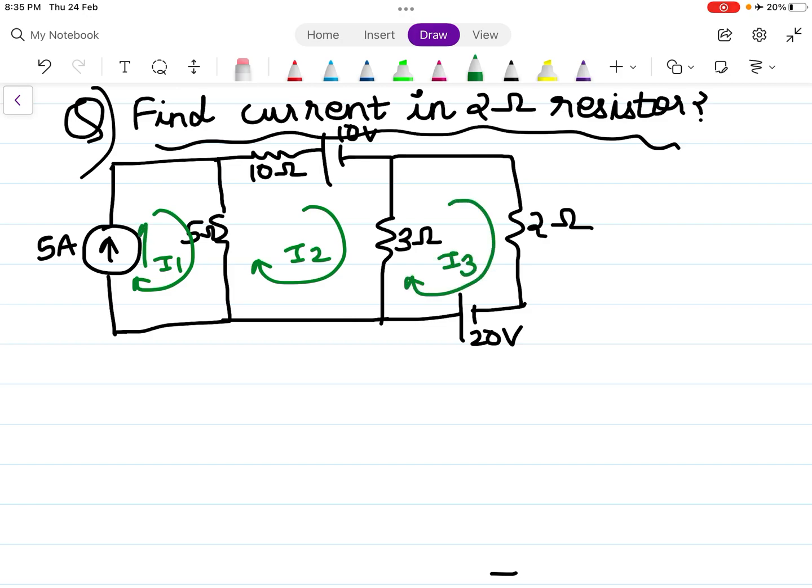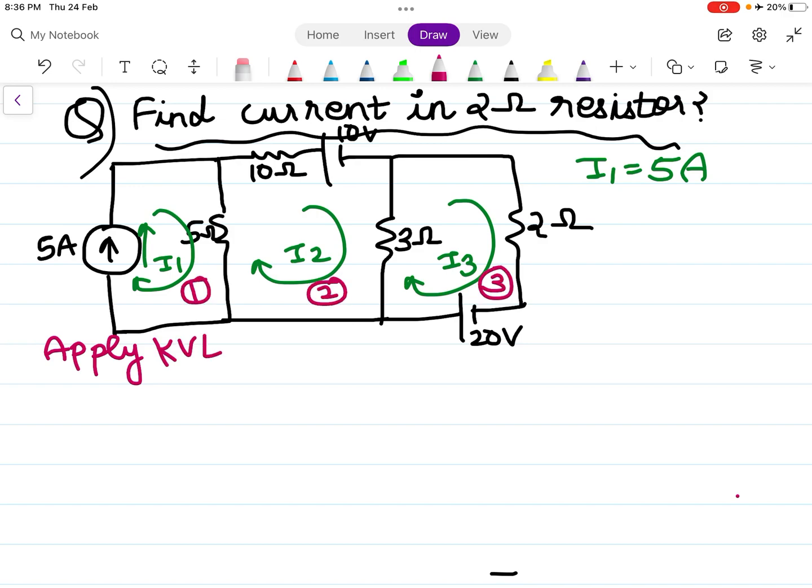Assume in clockwise direction. I1 is going upwards, 5 ampere is also going upwards. So I say I1 is 5 ampere. So first what we'll do, apply KVL to mesh number 2.